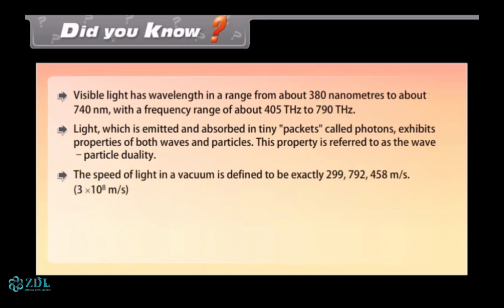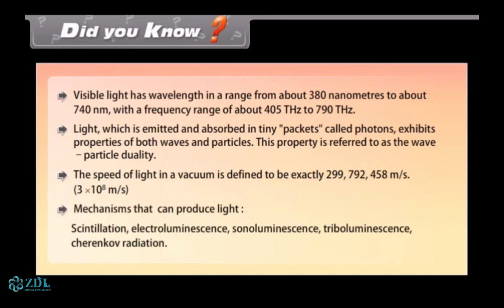The speed of light in a vacuum is defined to be exactly 29 crores, 97 lakhs, 92,458 meter per second, that is 3 into 10 raised to the power 8 meter per second. Mechanisms that can produce light: scintillation, electroluminescence, sonoluminescence, triboluminescence, Cherenkov radiation.